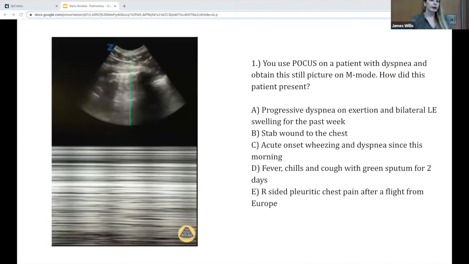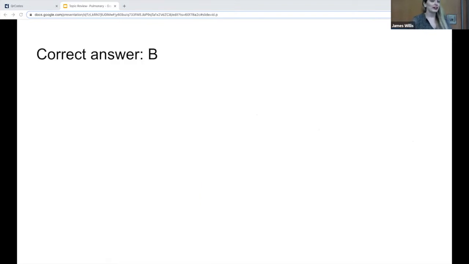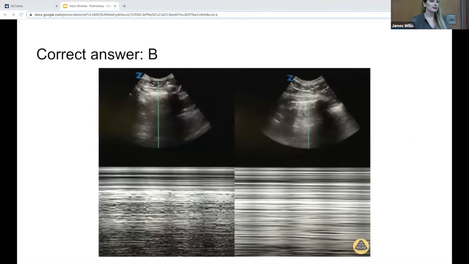So you are an eager resident and a patient comes in with dyspnea and you use your ultrasound, and this is what you see with M mode. How do you think this patient initially presented? Anyone can volunteer an answer. B? Yeah, okay, good job. So the correct answer is B.